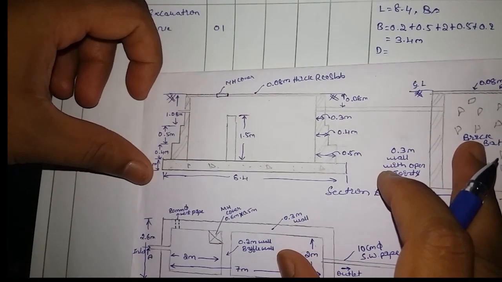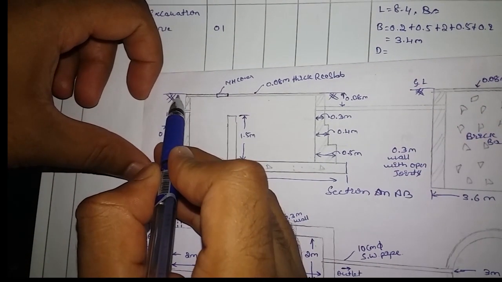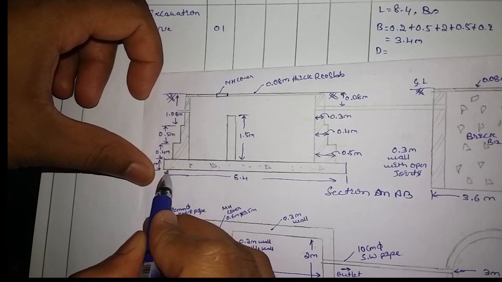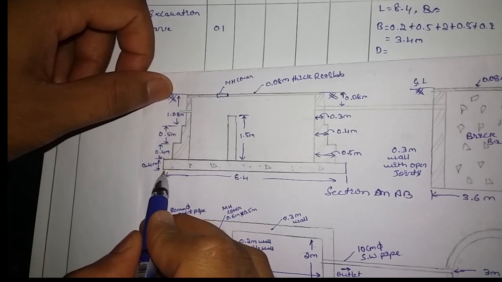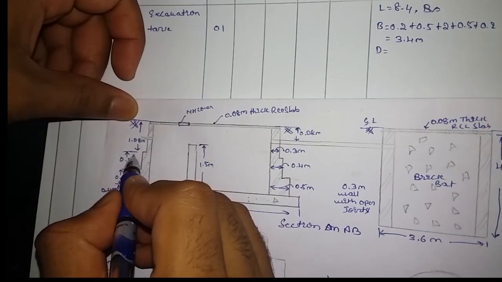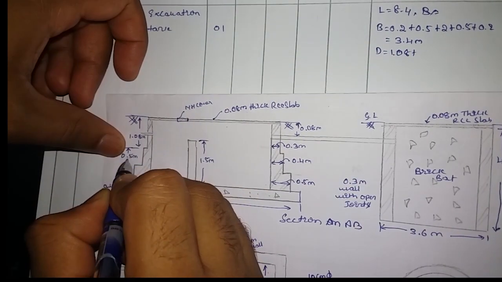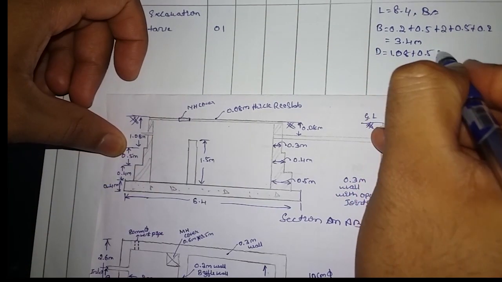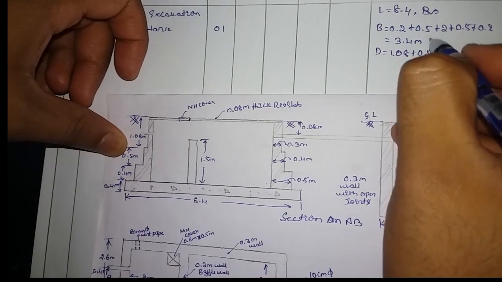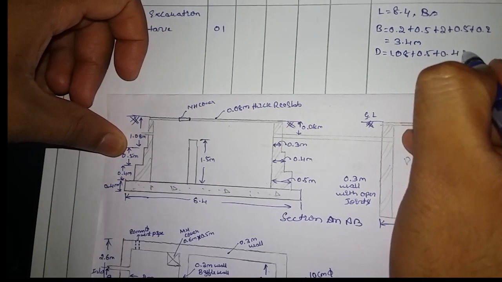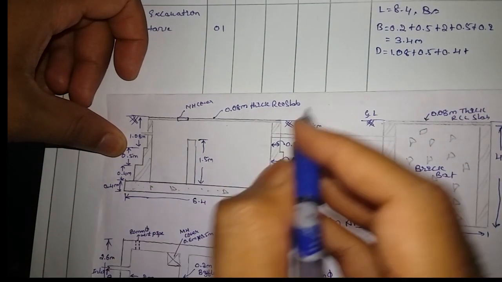So depth is nothing but what? From the ground level up to the bottom of the concrete bed, right? This distance we call it as a depth. So whatever the distance we mentioned, we'll just add on that 1.08. This distance from here to here, from 0.5, then 0.4, plus 0.4.